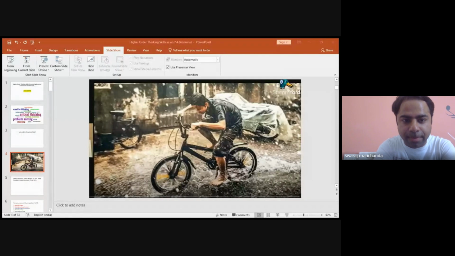What is the weather? What is the boy doing in the picture? What is the background of the picture? What is the boy wearing? Who is driving? What vehicle is he driving? All these questions can come into the mind of even a small kid, 4 to 5 year old kid. Even he can also ask these questions. What is he wearing? What weather is it? What is he doing in the picture?